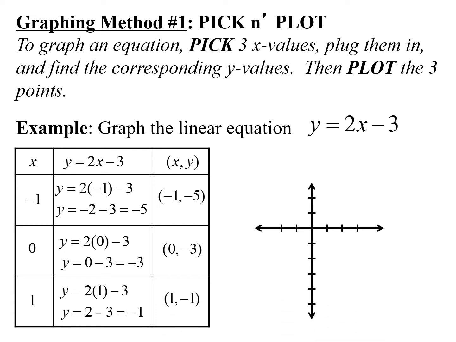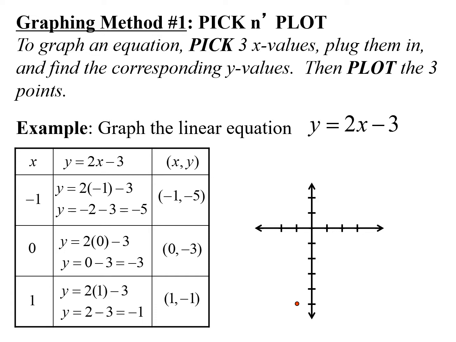Now let's go to the coordinate plane. Remember that the x values go along the horizontal axis and the y values go along the vertical axis. So in the ordered pair -1, -5, -1 moves 1 space to the left, and -5 moves 5 spaces down, and we get a point right where you see it.